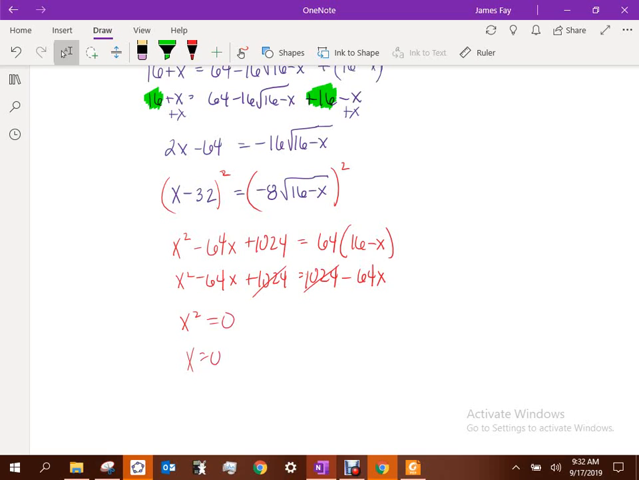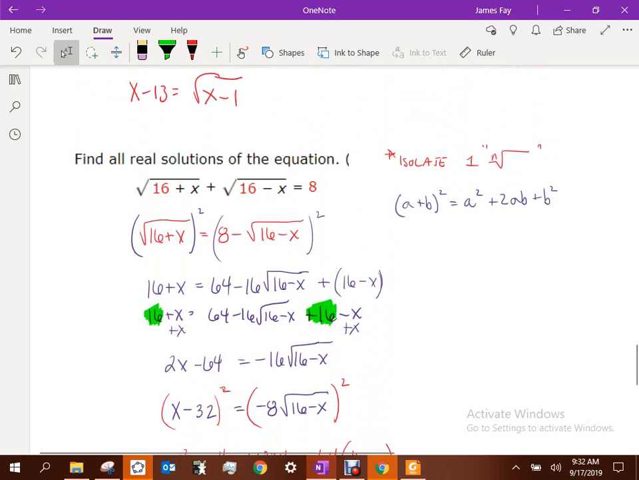So x in this case is just 0. Now think about this. Let's try it. Plug in 0 here. I get root 16 plus 0 plus root 16 minus 0 equals 8. What's root 16? 4. So it does check out.